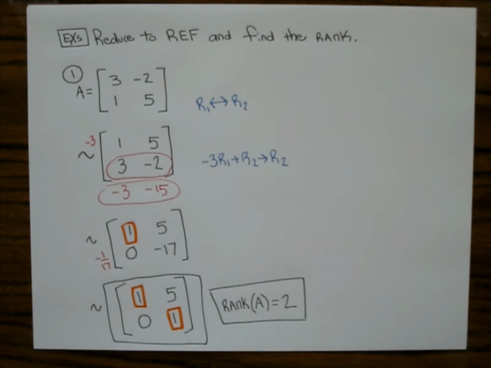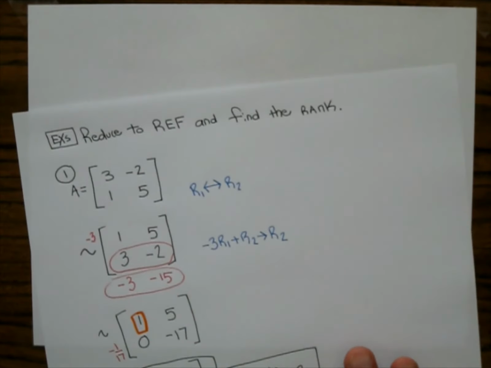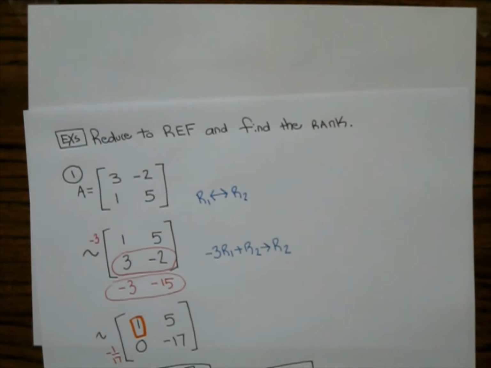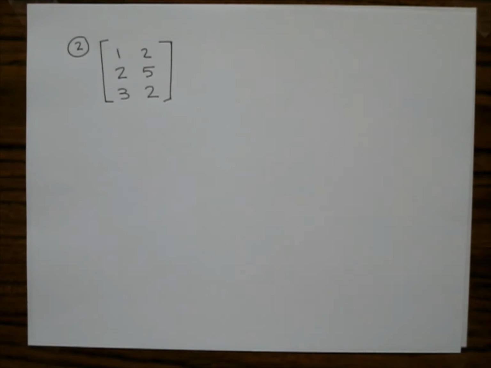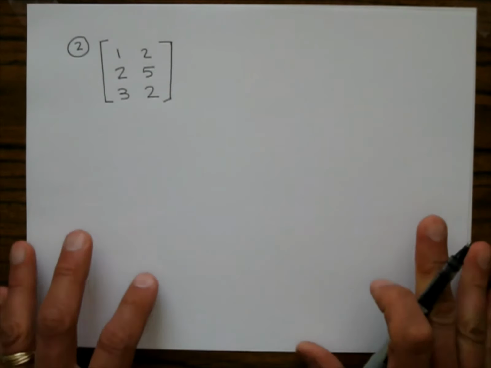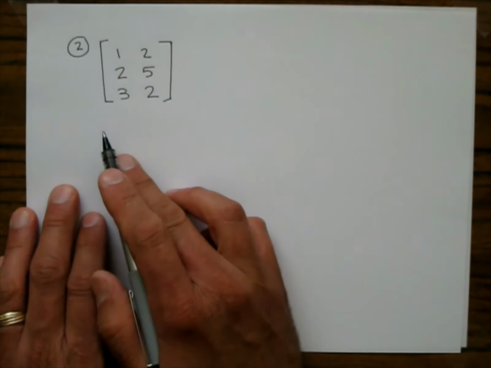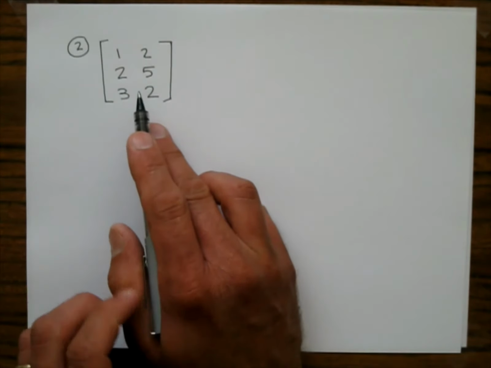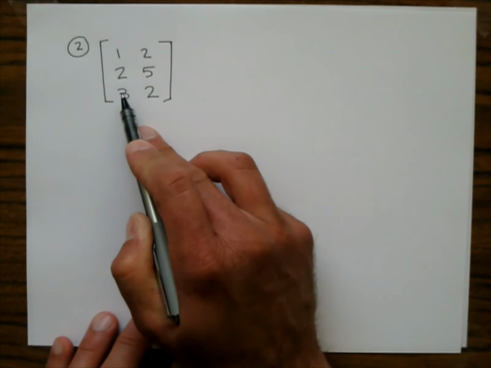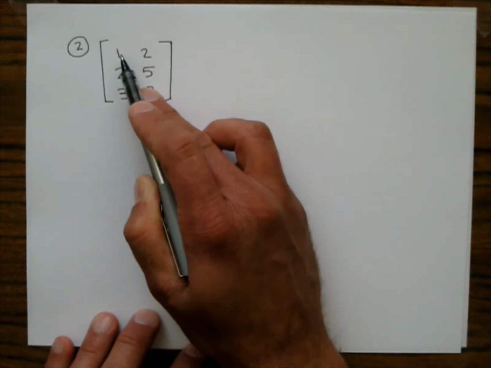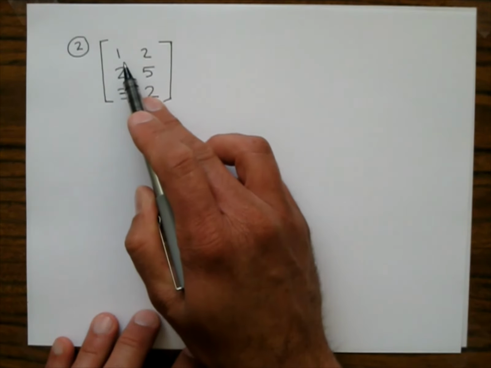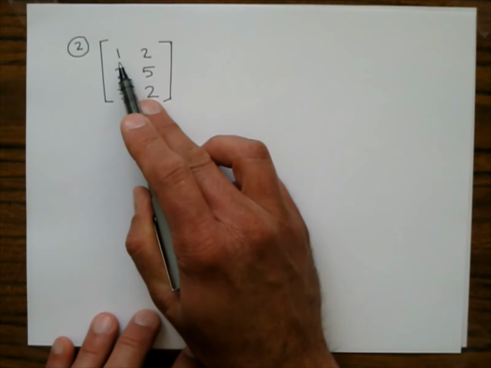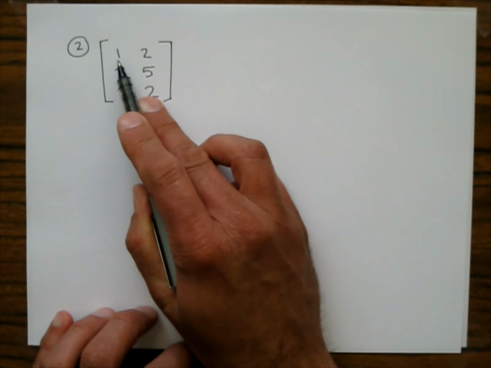So let's continue to do these problems where the instructions are to reduce to REF and find the rank. So here is the next problem. What am I going to do here? The deal is you want to look at the first column and see if that first column has a 1 in it. There are times when you will not find a 1 in the first column, and we'll address that as we do more of these. But there's a 1 there, and that's in a good position. That is right on top.